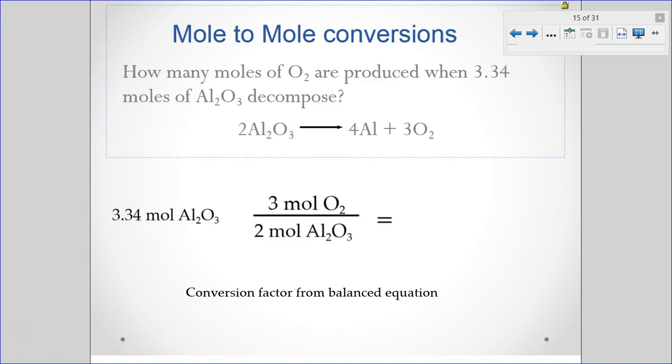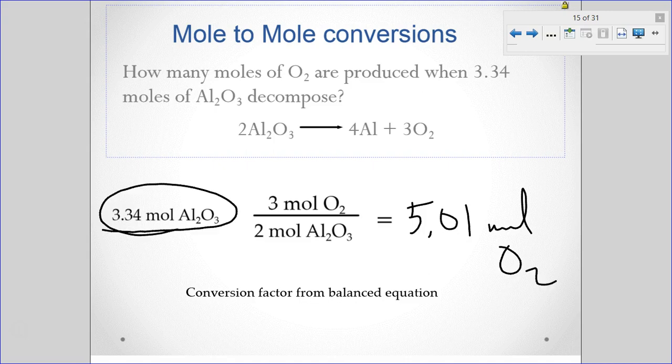Now, all I need to do is multiply the values on the top and divide by the bottom. So I'm going to take my 3.34 times 3, because 3 is above the line, and divide by what's below it, divide by 2. And I came out with a final answer of 5.01 moles of O2. So if I started off with this many moles of aluminum oxide, in the end, I'm predicting that I should make at least 5.01 moles of O2.